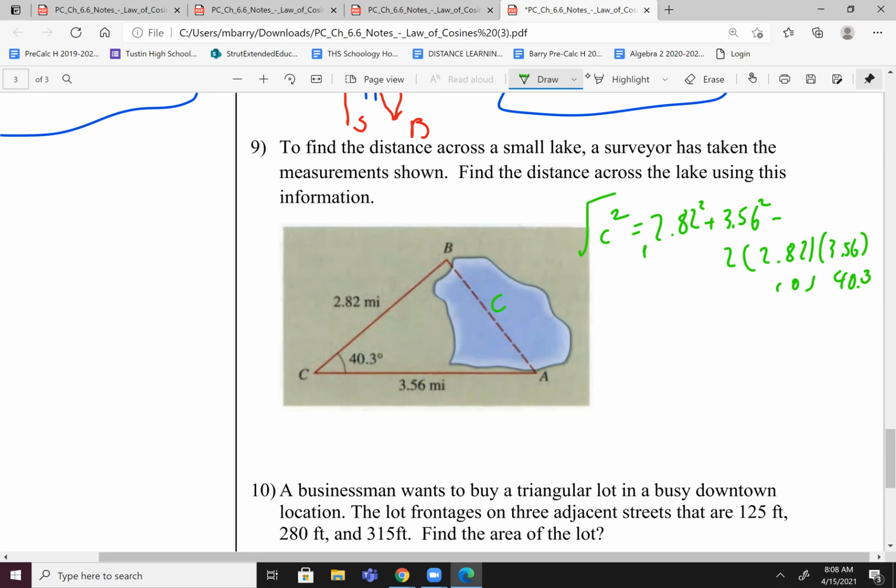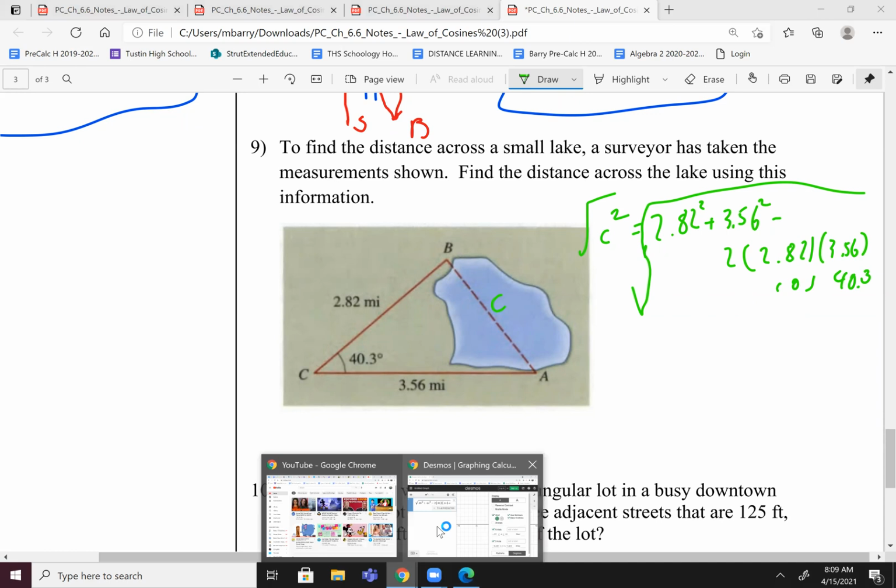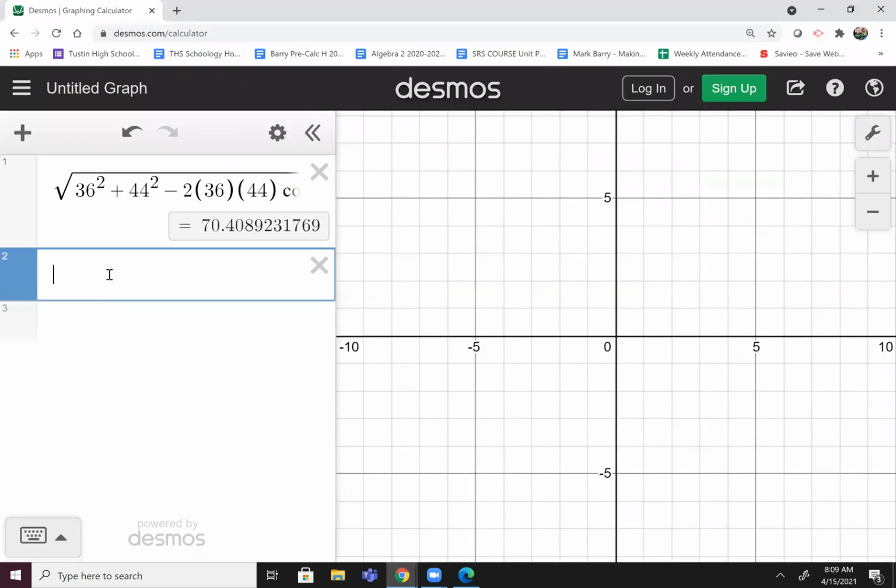All right, so we'll just type in the square root of those two sides squared and added together, minus 2 times those sides multiplied together, times cosine of 40.3. All right, awesome. 3.56.